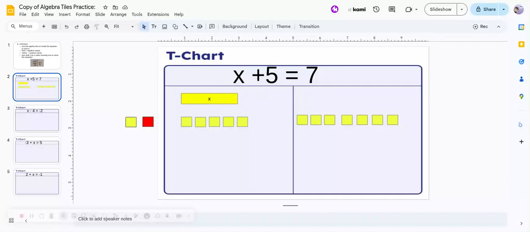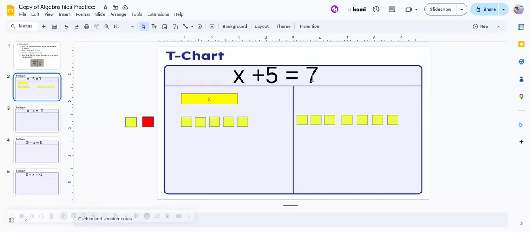Hey everybody, I'm going to show you how to solve one-step equations with addition and subtraction using algebra tiles. So the first thing we need to notice is that we have an equal sign because it is an equation, and the equal sign should be over the split in our t-chart. So we have a left side of our t-chart and a right side of our t-chart.